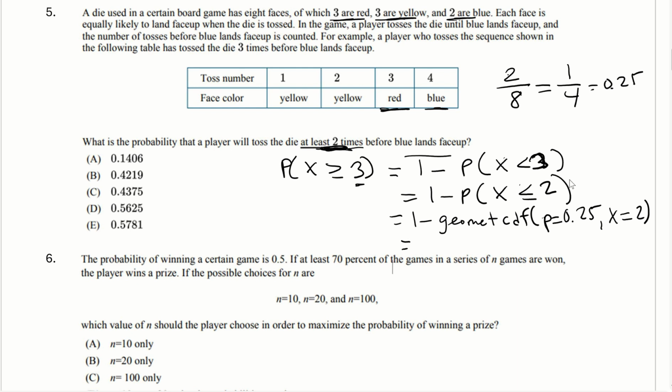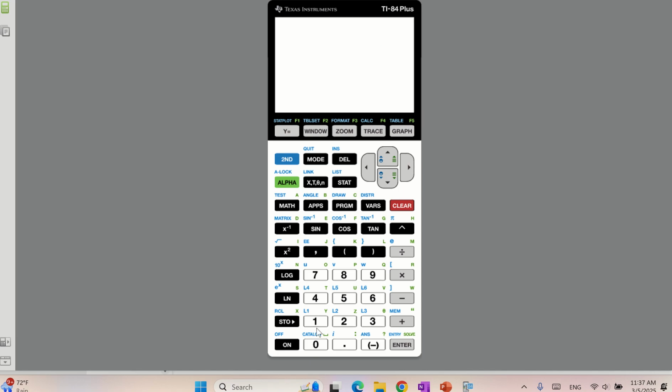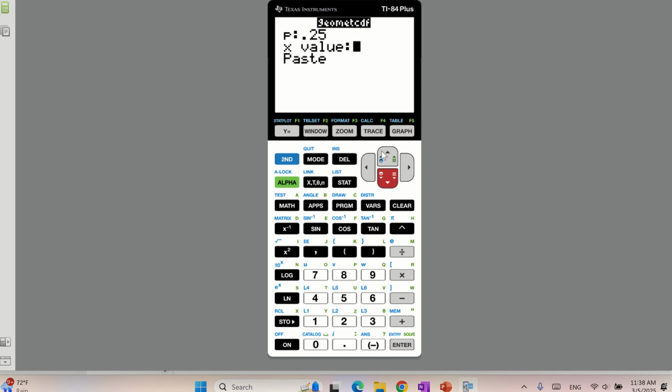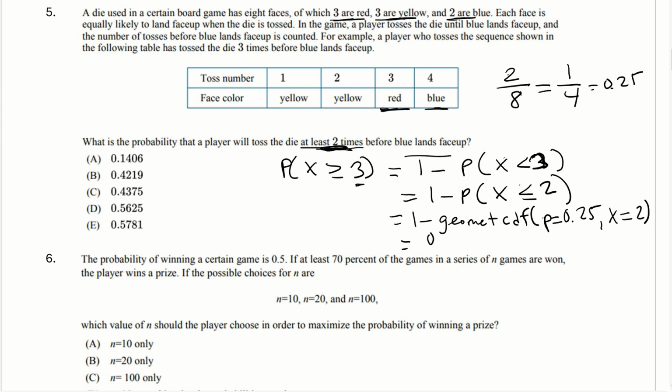So let's do the calculation on the calculator for this. All right, so let's go ahead and do it. So we got 1 minus, and then we want to do the geometric CDF. So second vars, and then go all the way down to geometric CDF, and then 0.25, and then let's change this to a value of 1. So that was 1/4, and then 2, and then paste it, and we get 0.5625. All right, so we got 0.5625, and so the answer is D.